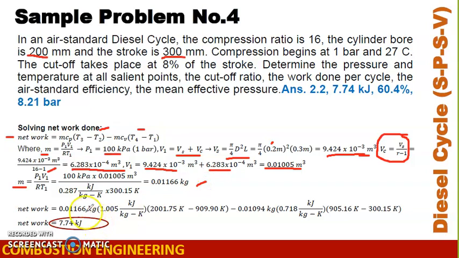And thus for net work, we have mass times Cp, which is 1.005, times T3 minus T2, minus mass times Cv, this is the rejection part, times T4, 905.16, minus T1. That's why net work is 7.74 kilojoules.